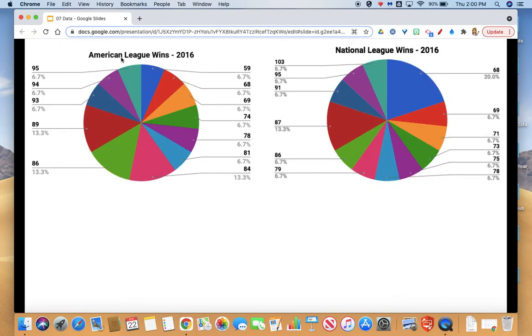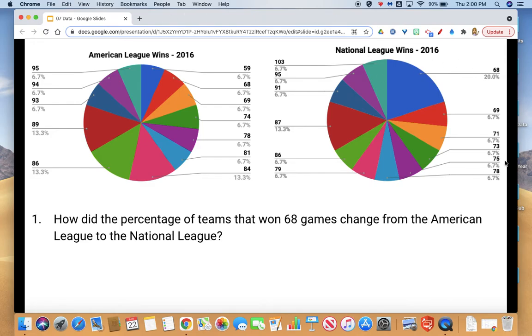Let's look at two different types of graphs. We're looking at the American League and the National League, and let's compare here. How did the percentage of teams that won 68 games change from the American to the National League? Let's identify where those 68 would be. In the American League, we had 6.7%, a pretty small percent, likely one team. And then in the National League, 68 was 20%. If we remember that data, that was quite a few data points there. So we had an increase. It tripled a little, maybe even more than that. I'd have to check what 6.7 times 3 is, but about tripled from American League to National League.